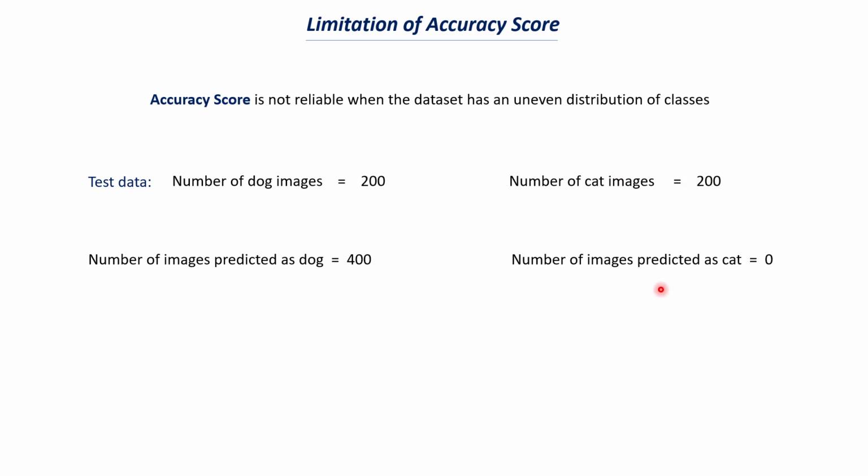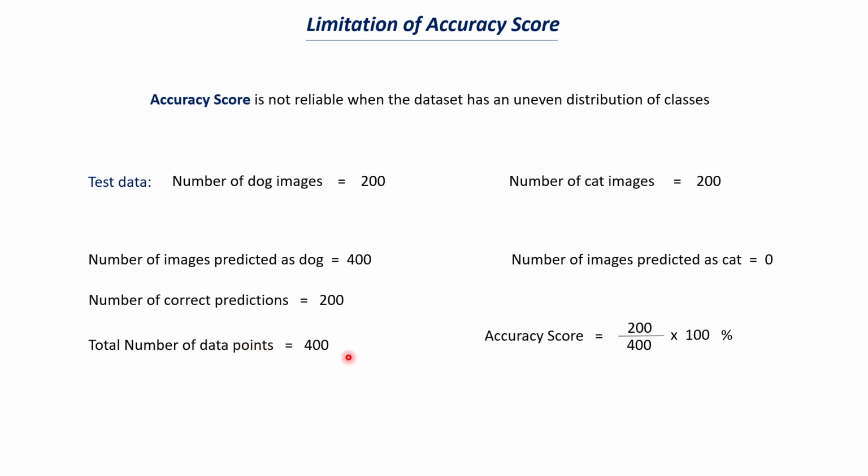So in this case, the total number of correct predictions is 200, and the total number of data points is 400, right? Because out of these 400, 200 are dog. So 200 are obviously correct, and the remaining 200 are wrong, right? So the total number of correct predictions is 200, and total number of data points is 400. In this case, if we try to find the accuracy score, it is correct predictions by total number of data points, which is 200 by 400. In this case, the accuracy score is 50%.